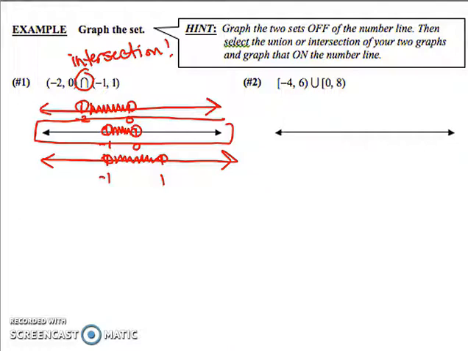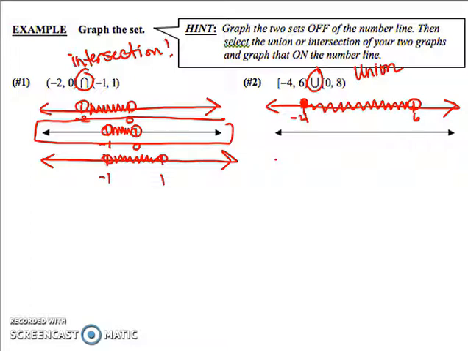Let's try another one. This one is a union. So we're going to graph that -4 to 6 on the top. I'll call that -4, and I'll say 6 is up here. -4 has a square bracket, so that's going to be a closed circle. 6 has a round bracket, so that's going to be open. And we're shading between.